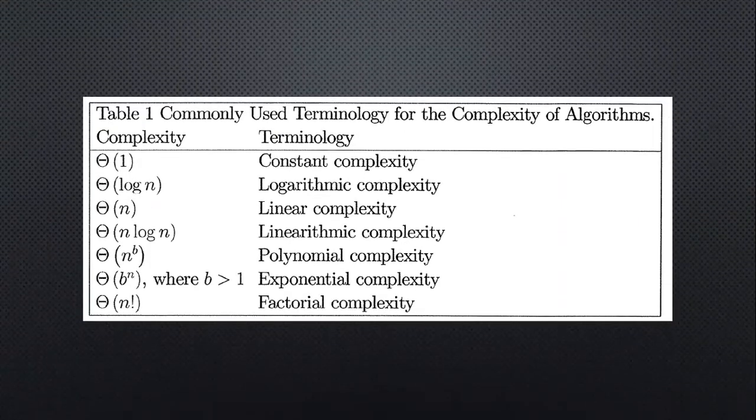So what we tend to say is that if something is on the order of a constant, in this case 1, remember we can multiply that by anything in the big O notation scheme, we call it constant complexity. If it's on the order of log n, it's logarithmic complexity. If it's on the order of n, it's linear. If it's n log n, it's linearithmic. If it's n to the b, it's polynomial complexity.